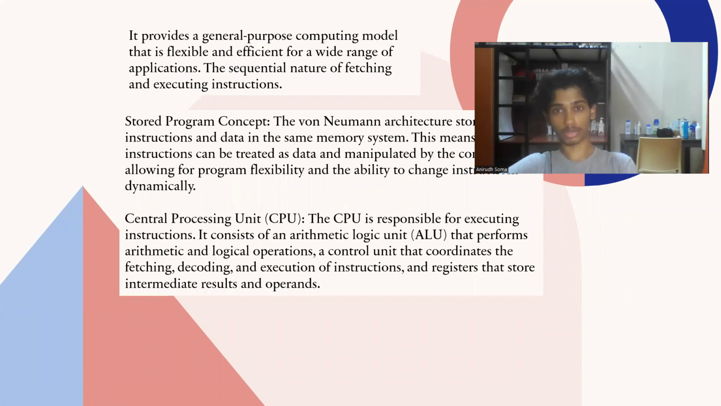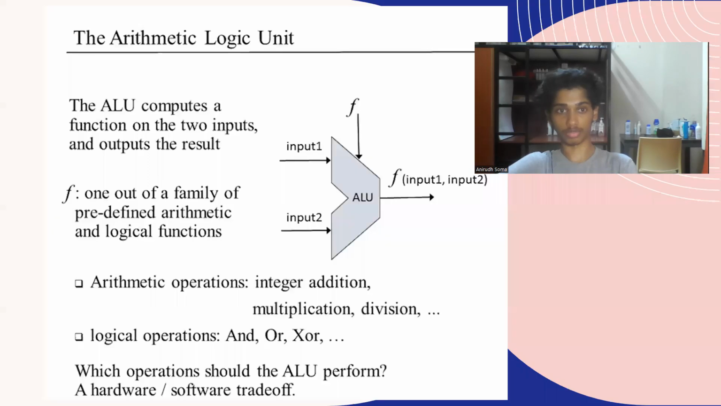The von Neumann architecture stores both its instructions and data in the same shared memory system. This means instructions can be treated as data and manipulated, which allows for the flexibility we've been talking about till now, and it allows us to change the instructions dynamically. The CPU is responsible for executing the instructions. As we've seen in the diagram before, it controls the ALU. The arithmetic logic unit performs all of the arithmetic and logical operations, coordinates the fetching, decoding, and execution of instructions, and takes help of some registers which store results, intermediate results, and operands.